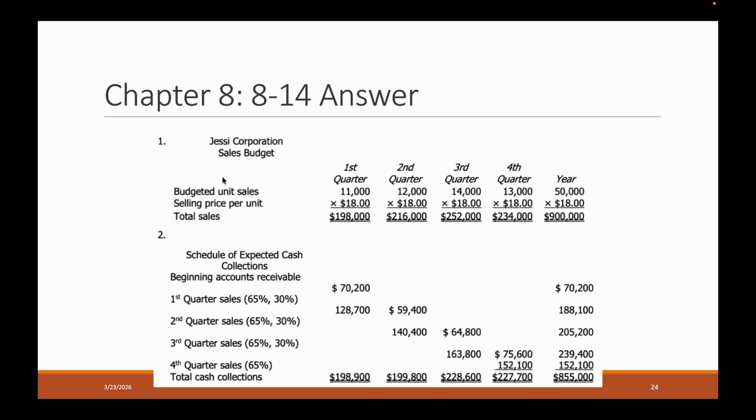All right, so we know the budgeted unit sales were 11,000, 12,000, 14,000, 13,000 for each of the quarters. If you sum those together, you get 50,000 for the year. And the selling price stays the same throughout the entire year. It's $18 per unit. So simple math, we can find the total sales in dollars for each quarter, and you sum those together to get 900,000 for the year. So question 1, pretty simple, just multiplying the budgeted unit sales by the selling price.